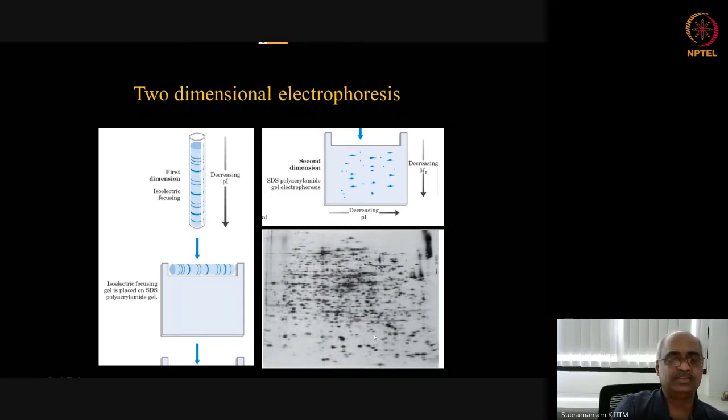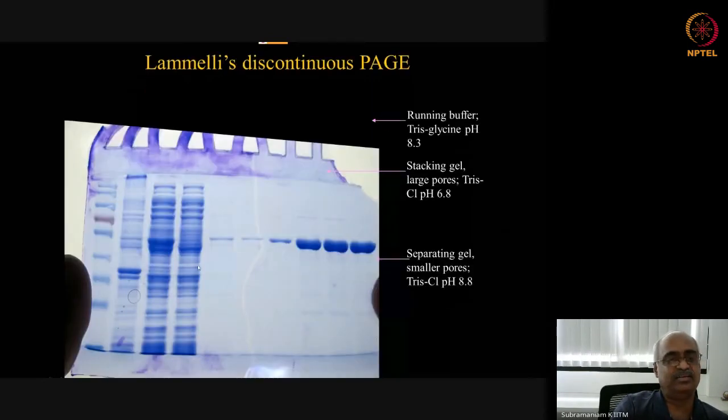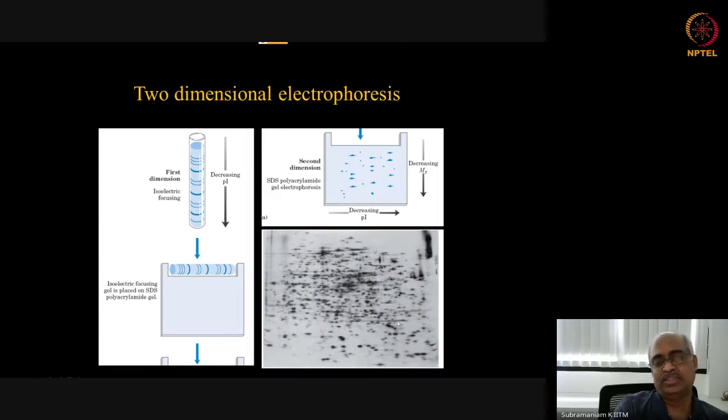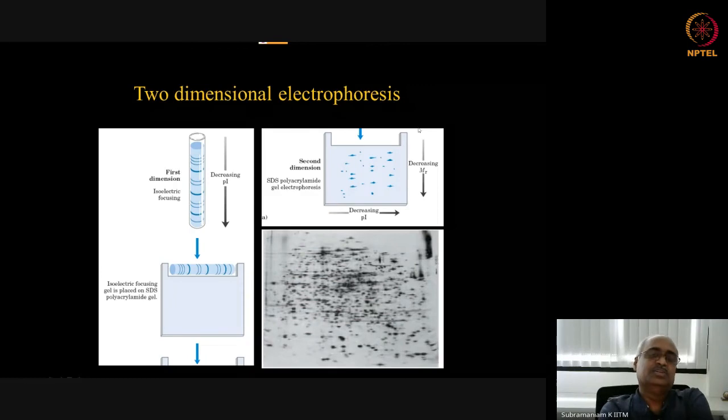And by doing this, instead of seeing a couple of hundred bands, now you see about 1,000 to 2,000 spots. And this is called two-dimensional electrophoresis. Okay. The first dimension is separation based on pI, and this method is called isoelectric focusing. And the second dimension is based on the size, and that is SDS-PAGE. So this isoelectric focusing coupled with SDS-PAGE is what we call two-dimensional electrophoresis. So this technique is very powerful in separating the protein molecules.